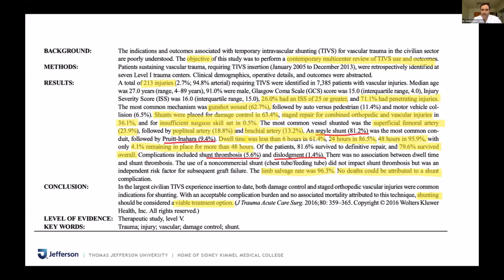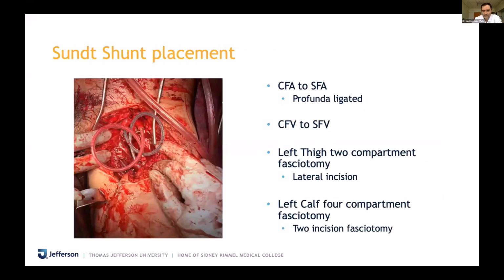Issues from the shunt really were thrombosis and dislodgement. It resulted in a pretty good limb salvage rate of 96.3%. And they concluded that obviously shunting can be considered, and it's a definite viable option. And this is what we did when we took the patient back to the operating room.